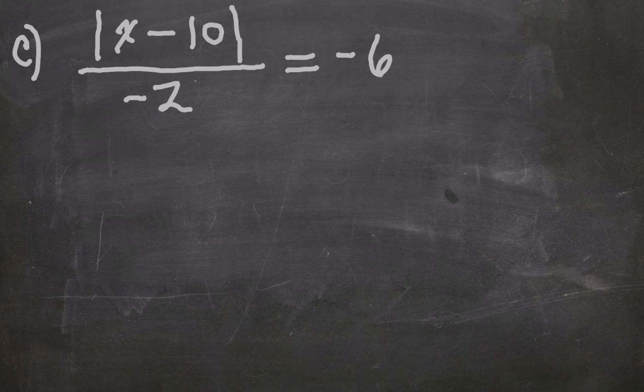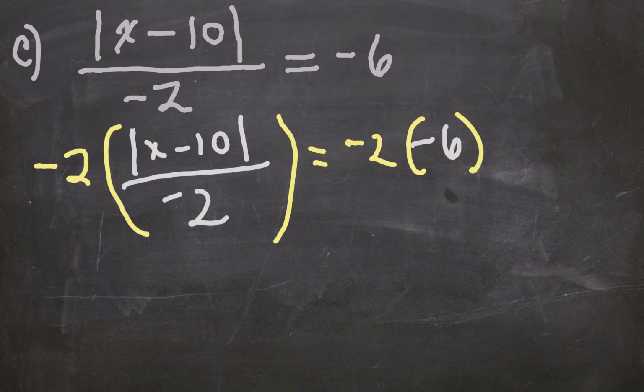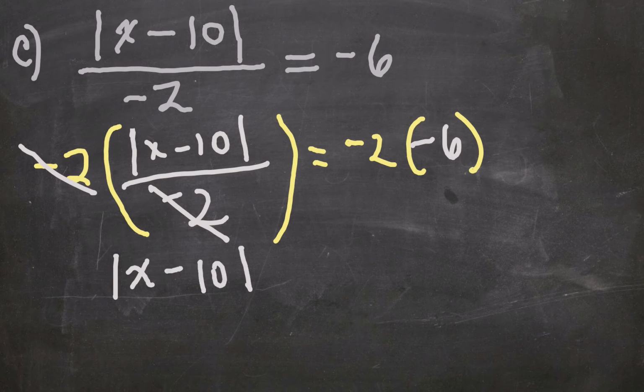So let's see what happens when we multiply by this negative 2 that's divided here. In order to get the absolute value by itself, we're going to multiply by negative 2 on both sides. So what does happen? We have negative 2 dividing off a negative 2. Okay, so now we have the absolute value of x minus 10 equal to negative 2 times negative 6. Remember, when you multiply two negative values, you're going to get a positive value, right? So we don't have to worry about that. We have a positive 12. And now we can enter the setup quite easily.